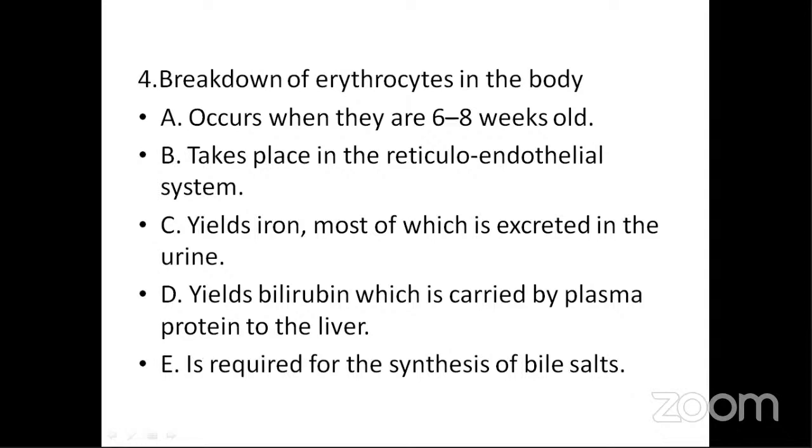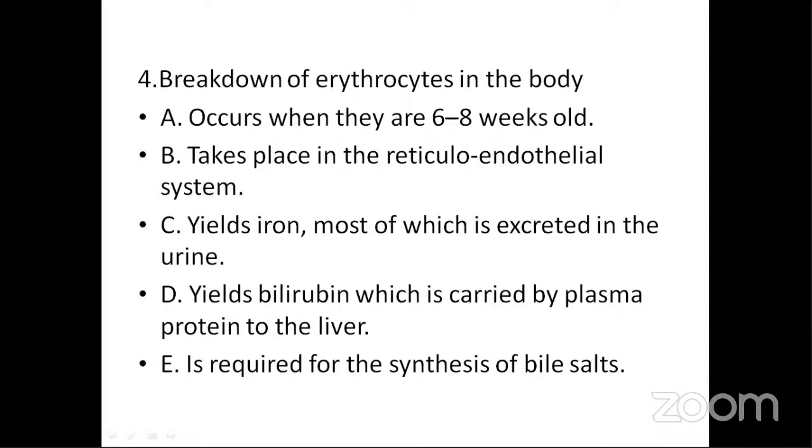Yeah. In this case, let's see the options. A. Occurs when they are 6 to 8 weeks old. No, it is false because the normal erythrocyte lifespan is 16 to 18 weeks. Okay. So occurs when they are 6 to 8 weeks is false. Next. Breakdown of erythrocytes in the body takes place in the reticuloendothelial system. Yes, it is true. The reticuloendothelial system removes affected RBCs from the circulation.